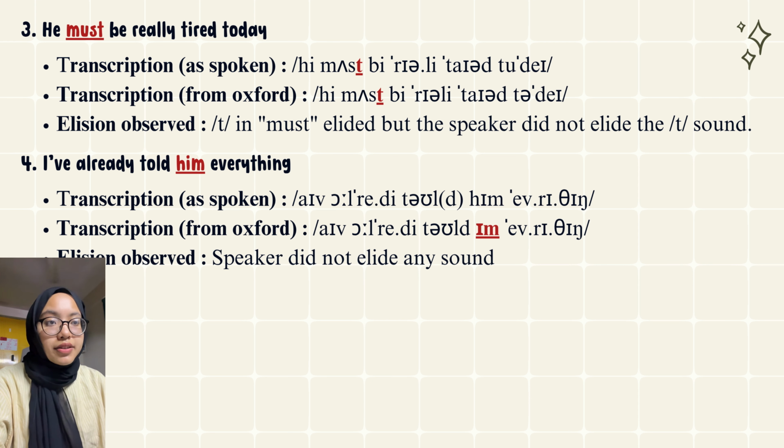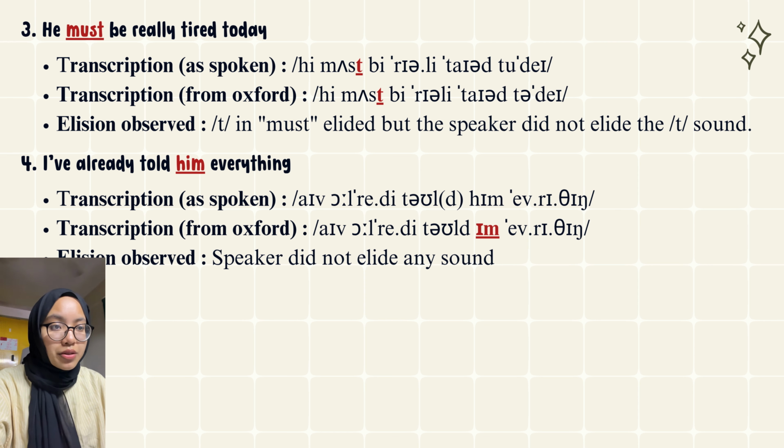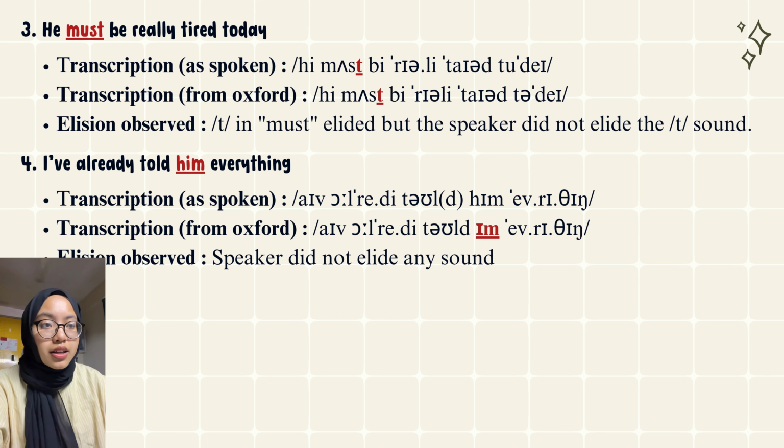Alright, the standard pronunciation for this sentence is "I've already told him everything," and the participant pronounced it as "I've already told him everything," where no elision occurred. In fast native-like speech, the phrase "told him" is often reduced to "told 'im," dropping the h sound in the word "him." Told 'im, told 'im.